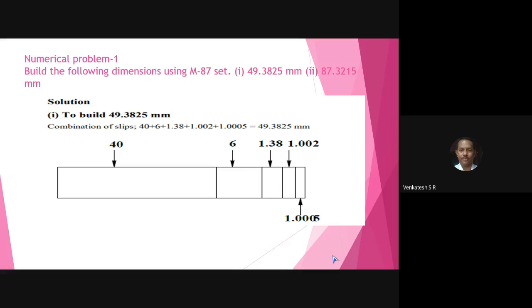Yesterday, we discussed using slip gauges, and how to build them using the M87 set and M112 set. In this problem, all of you observe here: build the following dimensions using the M87 set of slip gauge blocks. M87 means it's the metric system and the number of pieces available in that box is 87. The first dimension is 49.3825. How do you build it with the slip gauges?